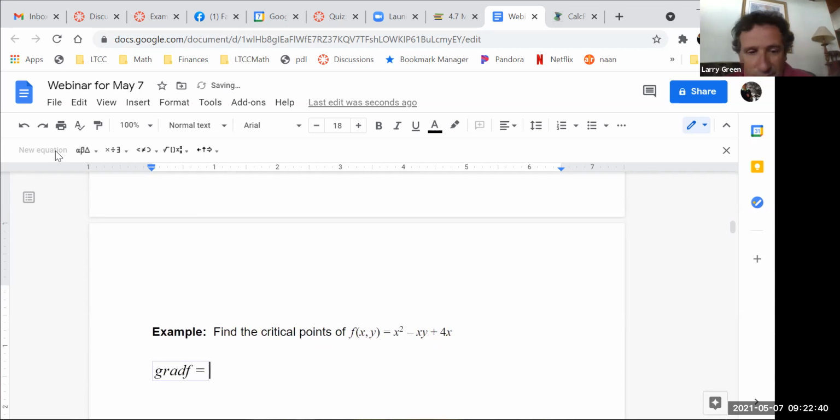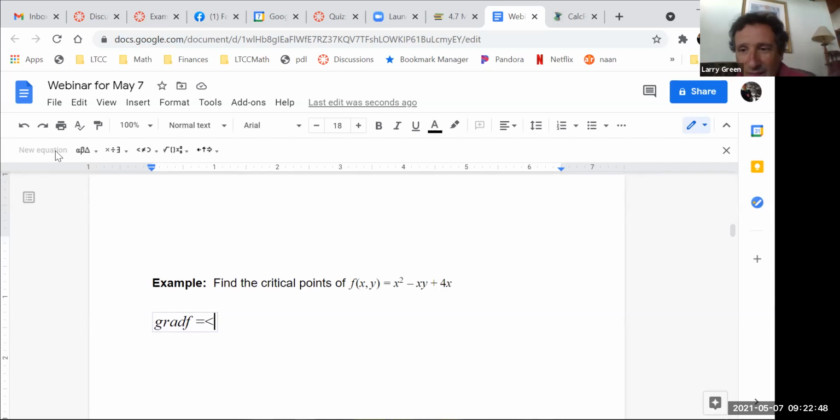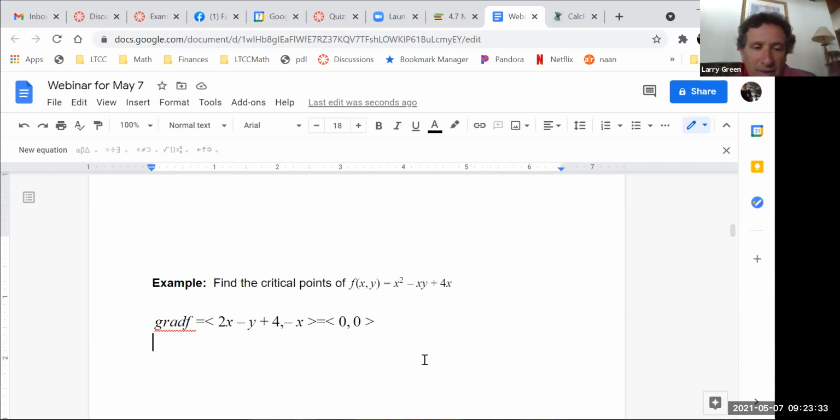Grad of f. Okay, it's not too hard. What's the gradient of this function? Yeah, so the first one, the partial with respect to x is 2x minus y plus 4, comma, and then the partial derivative with respect to y is negative x. And we set that equal to (0, 0). Any questions on that? Okay, what's the next step? If we have a vector equals (0, 0), what do we do next?